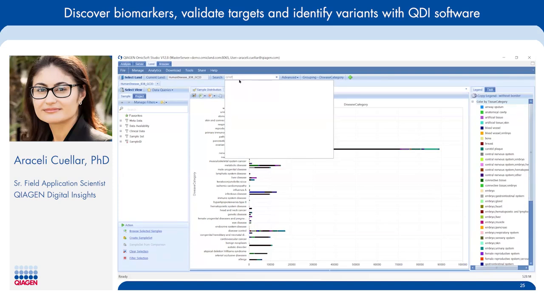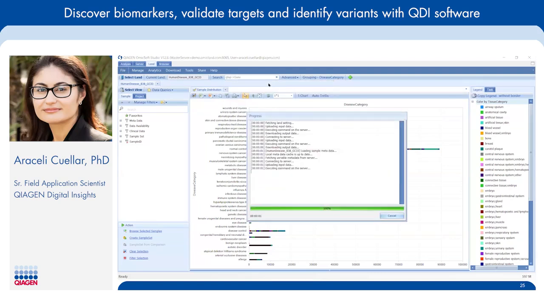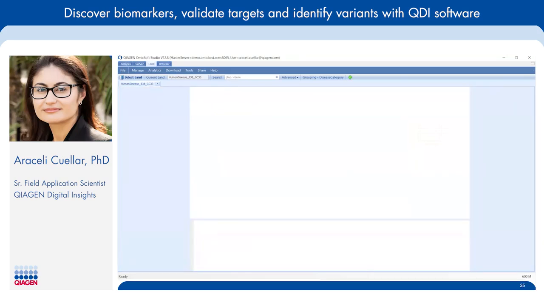It may be having some issues, but there we go, it's a little slow. So once it starts to populate, you can just simply select your gene. And what this is going to do, this is going to query human disease and bring up the information relevant for your gene of interest.